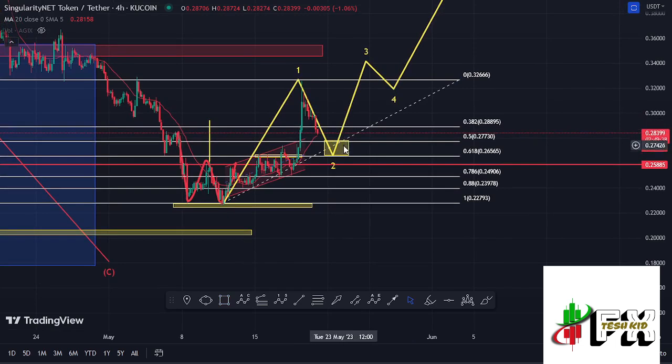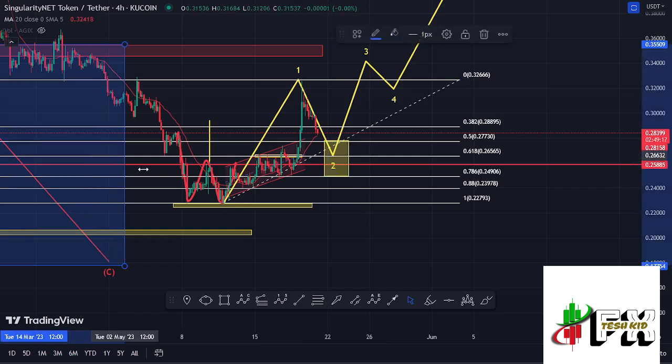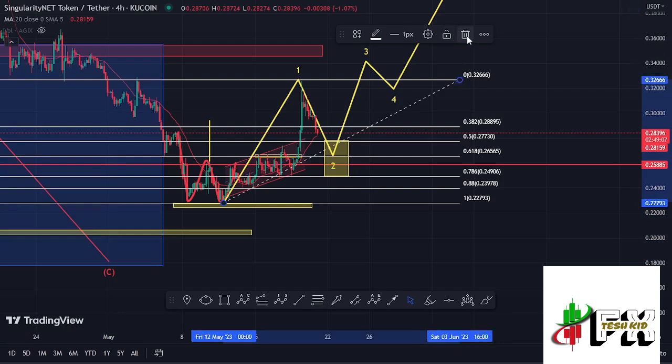But in case we continue seeing further breakdown, and maybe at some point we even lose the fib level 0.78, which lies at around the $0.24906 mark, then that will be suggesting one more new low within this blue target area in the formation of that larger Elliott wave count 2, before we can start another massive run up in the formation of that wave 3. So that is what I'm expecting here on the Agix chart.